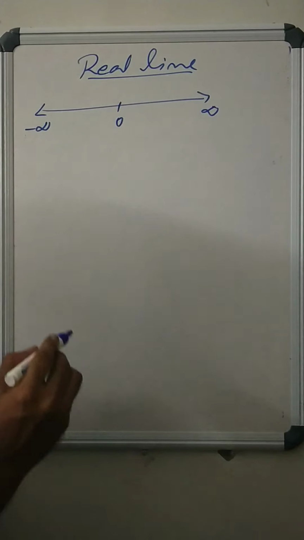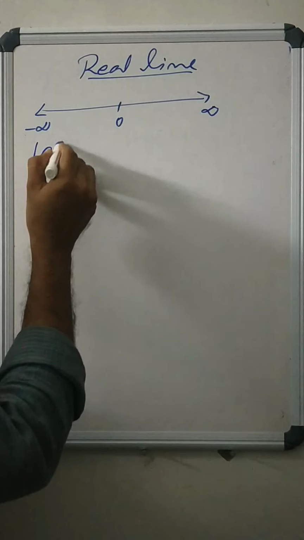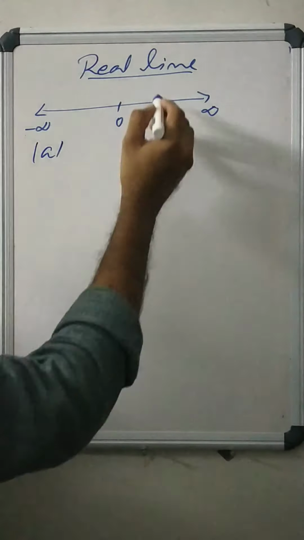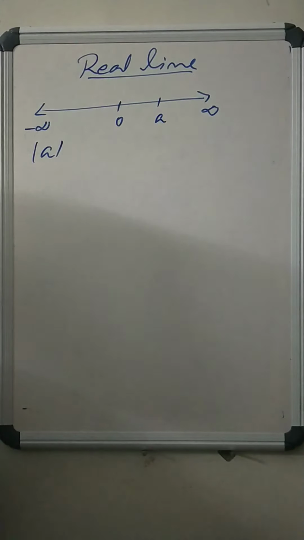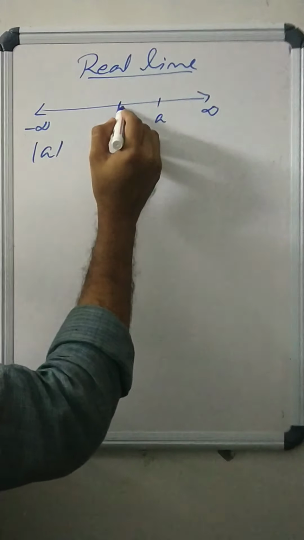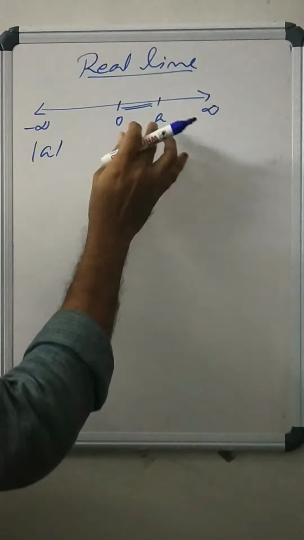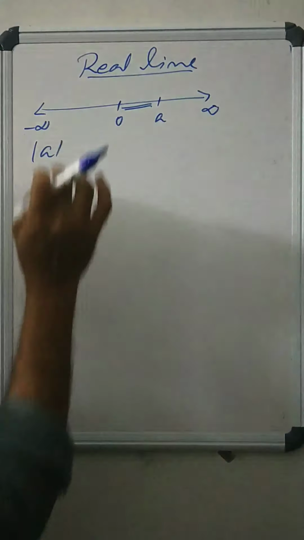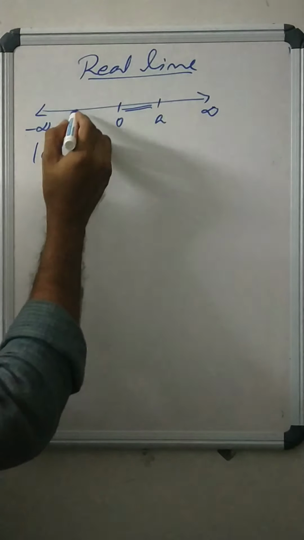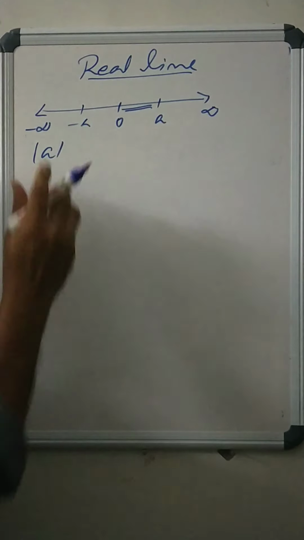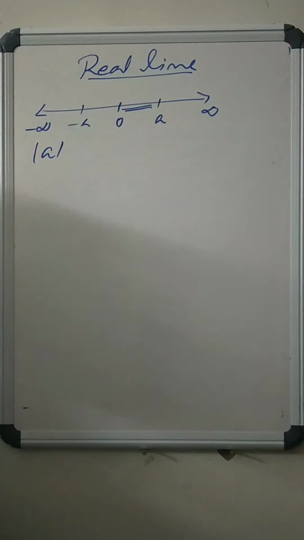Now, what about the real number system? What is mod A? If A is here, mod A is the distance of A from this origin, which is 0. So mod A means the distance of the number A from the origin. If here it is minus A, again mod A is the distance of that point from the origin.